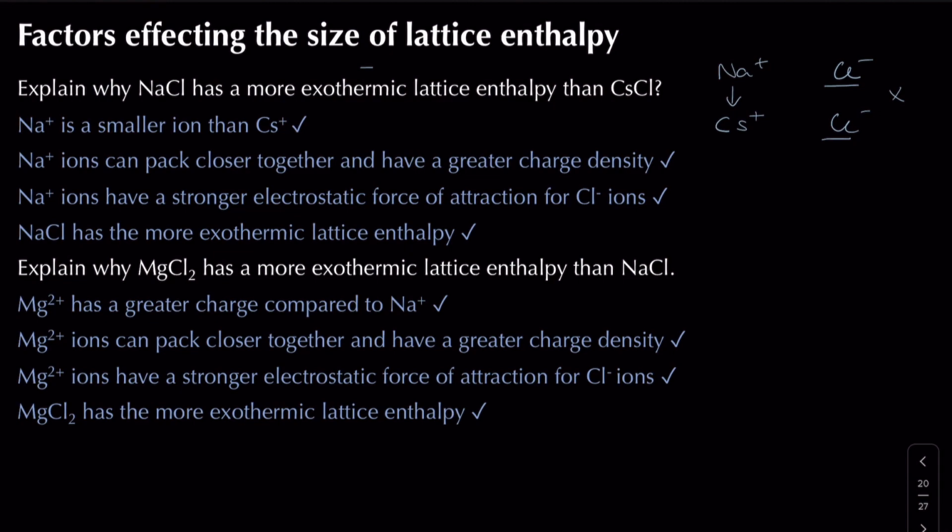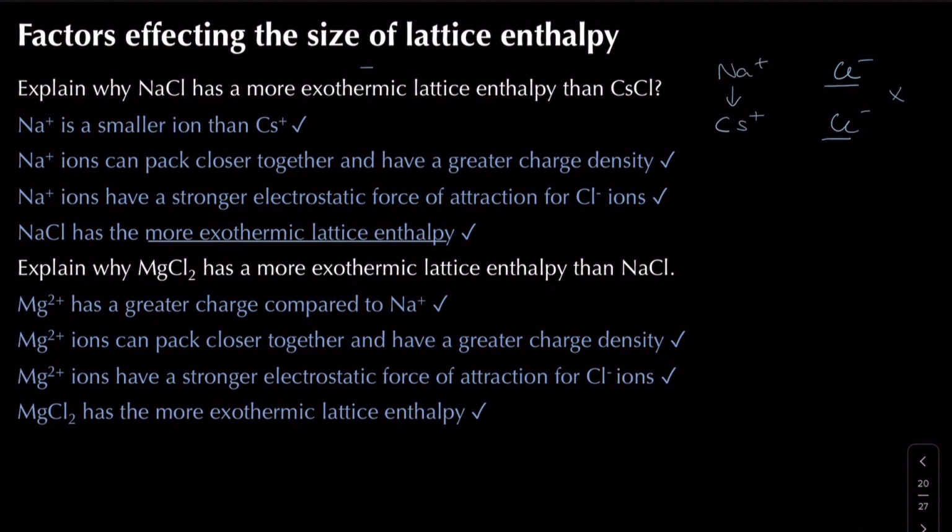So here's what we need to say. We need to say that sodium ions are smaller than cesium ions. We need to say that sodium ions can therefore pack closer together and they'll have a greater charge density. And so sodium ions are going to have a stronger electrostatic force of attraction for chloride ions and hence stronger ionic bonds. Sodium chloride is therefore going to have a more exothermic lattice enthalpy. This bit is a key bit over here that a lot of people forget to mention. Just remember that.